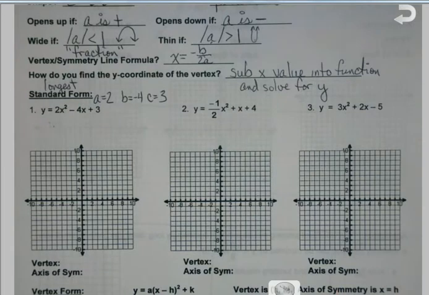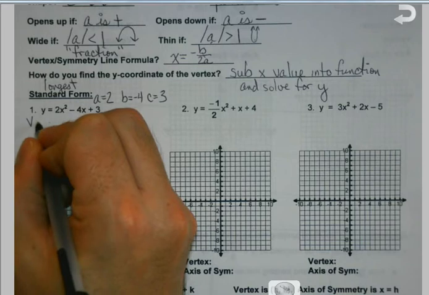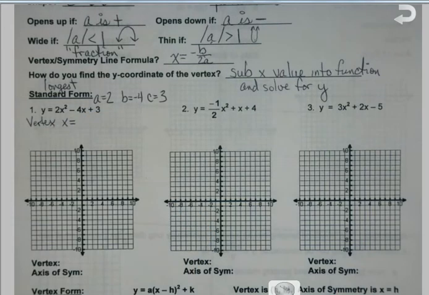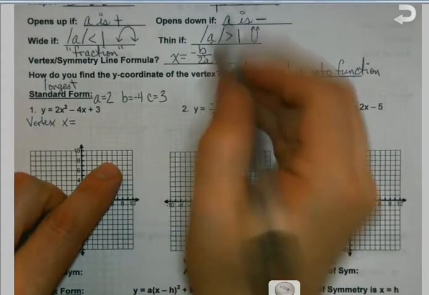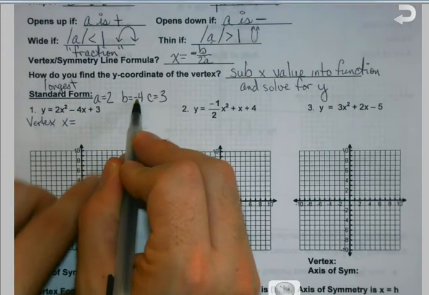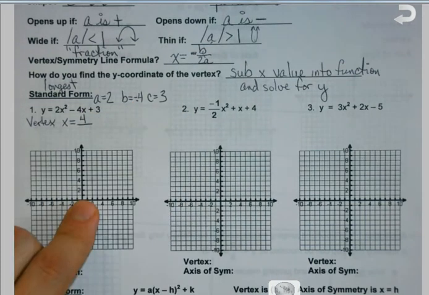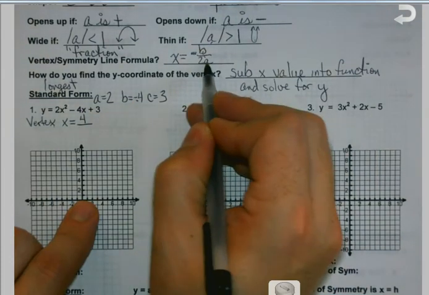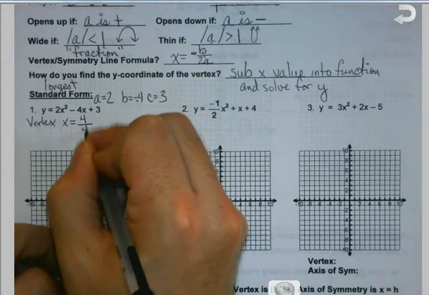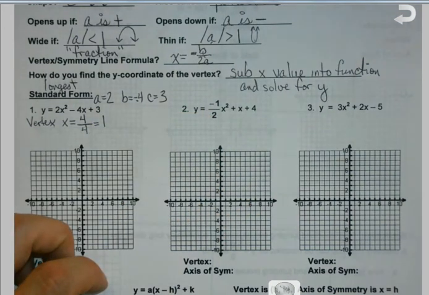So once I have those, my job first is to find the vertex. To find my vertex's x value, I follow this formula, which is negative b over 2a. So the opposite of b, the opposite of negative 4, is positive 4 over 2 times a, 2 times 2, which is also 4. Okay, so the x value of my vertex is going to be 1.